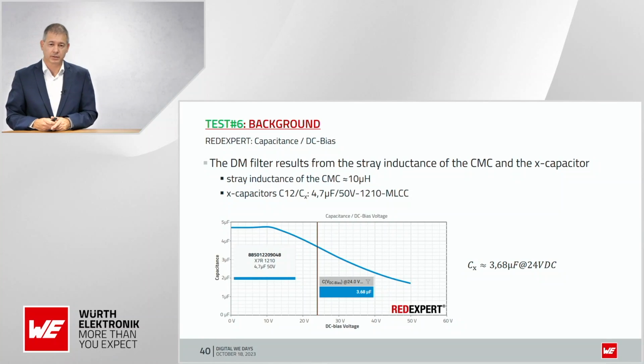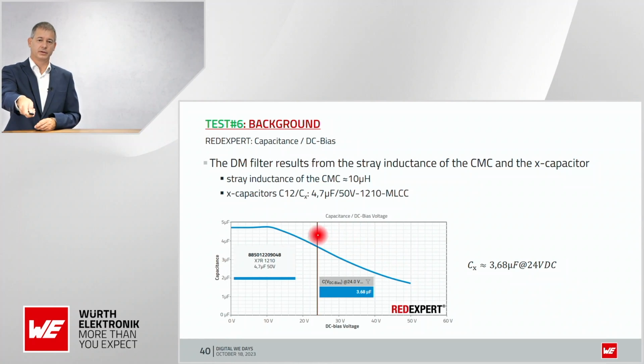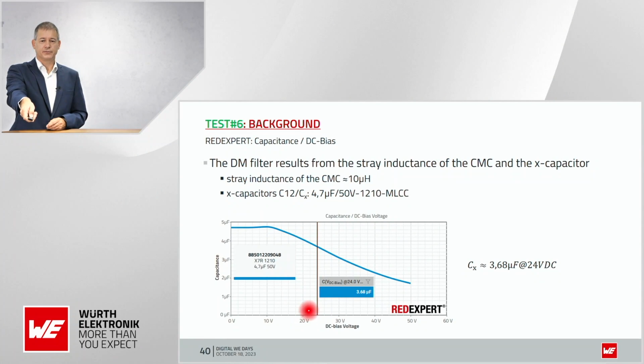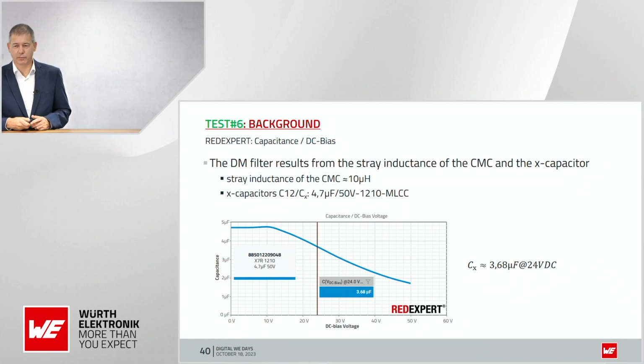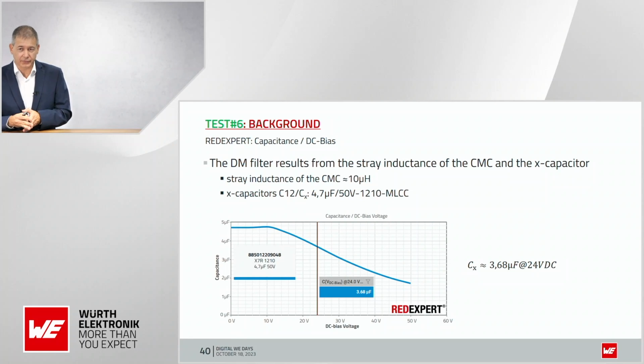And some small words on the DC bias. You can find this also in our Red Expert tool. You take the 4.7 microfarad 50 volt ceramic capacitor, put the slider to 24 volts, and get as end result around 3.7 microfarads at 24 volts. And then you can calculate exactly the corner frequency of the LC filter you have here. And in this example, it's completely enough to have 3.7 microfarads.